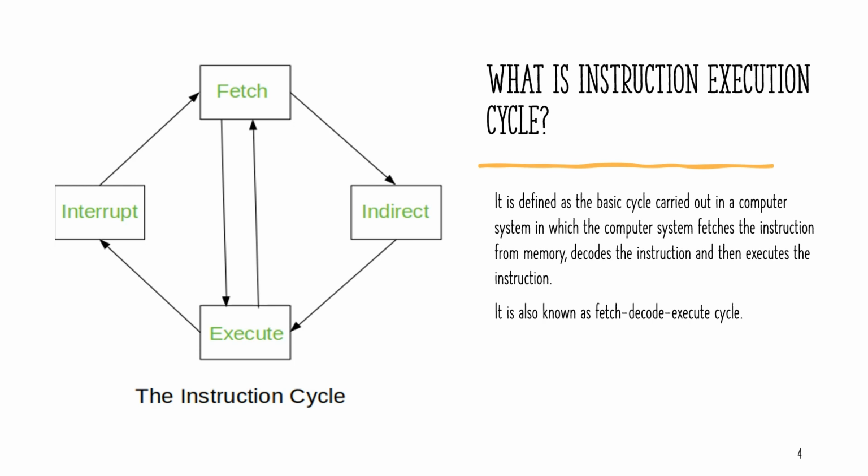Here on the left hand side, a diagram of the instruction cycle is seen, which starts by fetching the instruction, then indirect addressing occurs, then it executes the instruction, and if an interrupt occurs, it handles the interrupt. We will see all these cycles in detail in further slides.